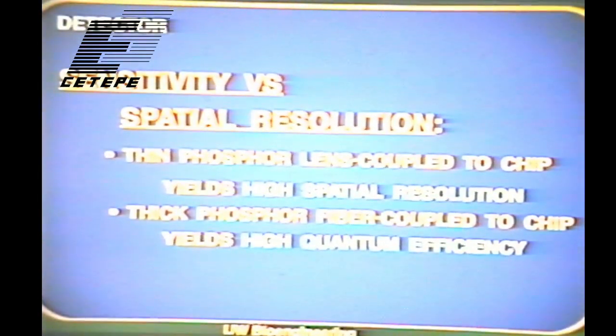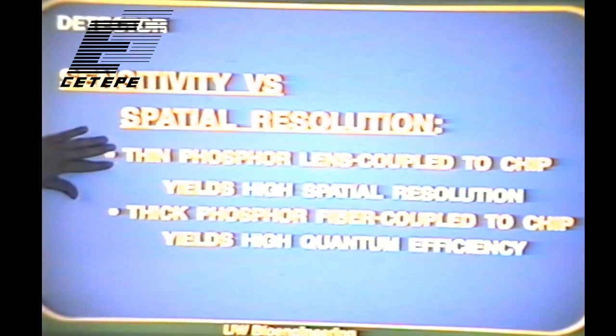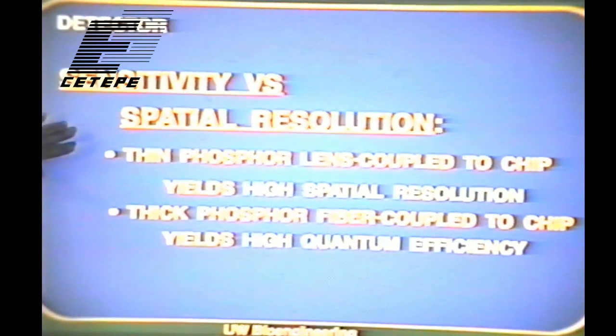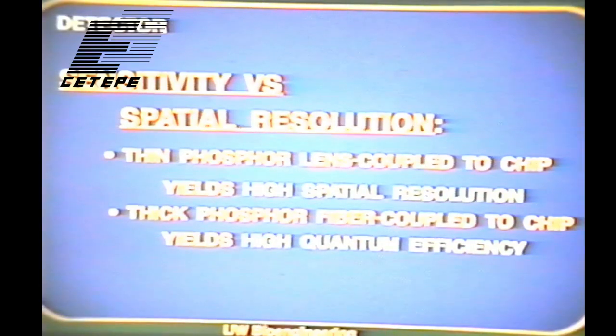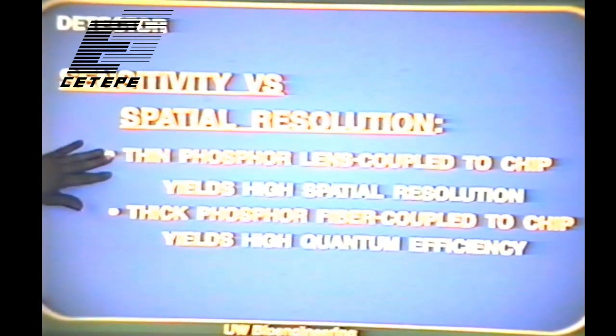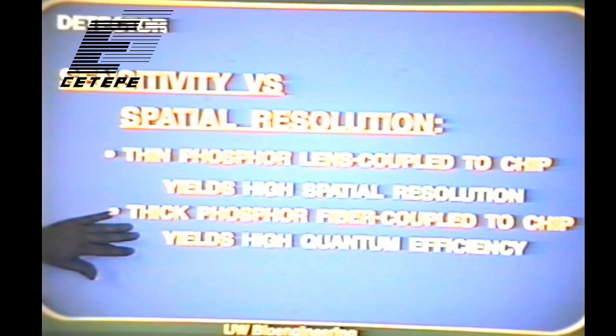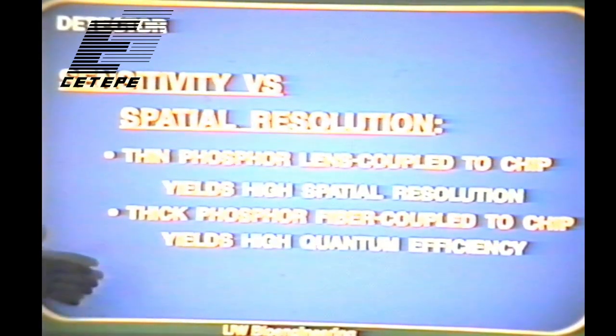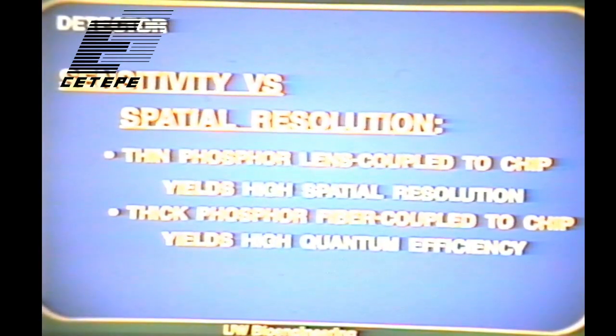Okay, so the trade-off when you're designing one of these detectors is sensitivity or efficiency versus spatial resolution. If you want to maximize spatial resolution, you want a thin phosphor scintillator coupled through a lens to a chip, because lenses are almost perfect in terms of their geometry if you get a good lens system. But it's very inefficient. It's very insensitive. So if you want to maximize efficiency at the cost of spatial resolution, then you would want a thicker phosphor fiber optically coupled to the chip.